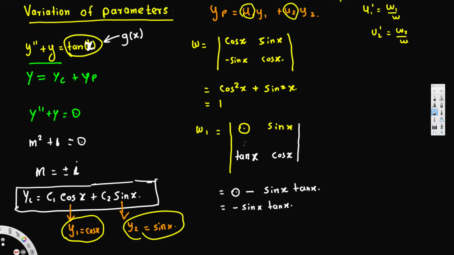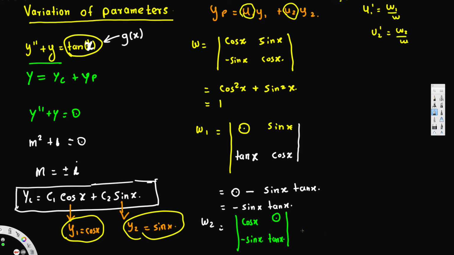Now we have to find w2. What we do is, instead of putting the 0 in the first place, now we have the 0 in the second one, and we have g of x, tan x, in the second one, and then we keep the first term. This is cos x and sine minus sine x, cos x, and the derivative of cos x, that's minus sine x.